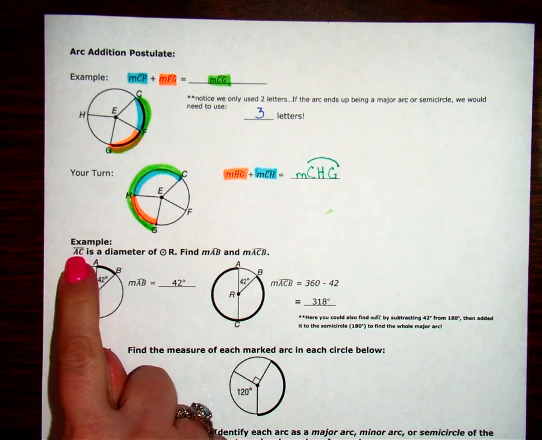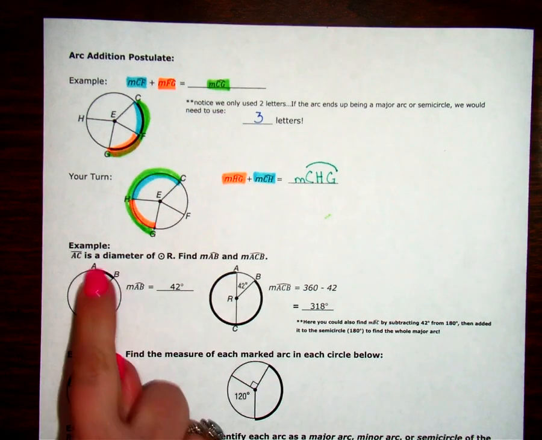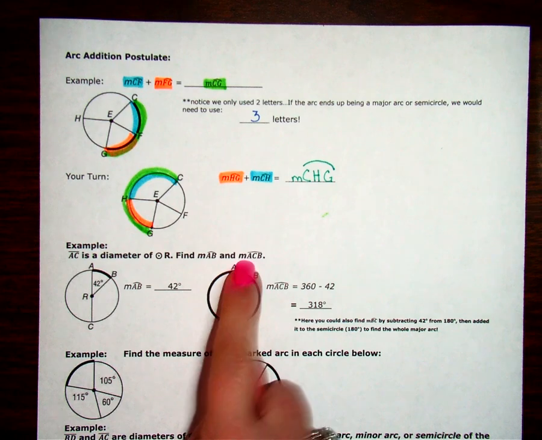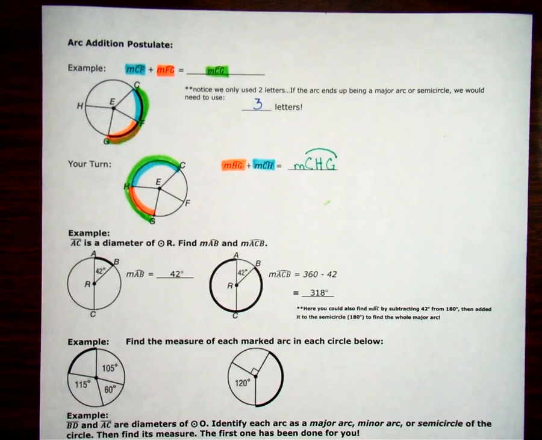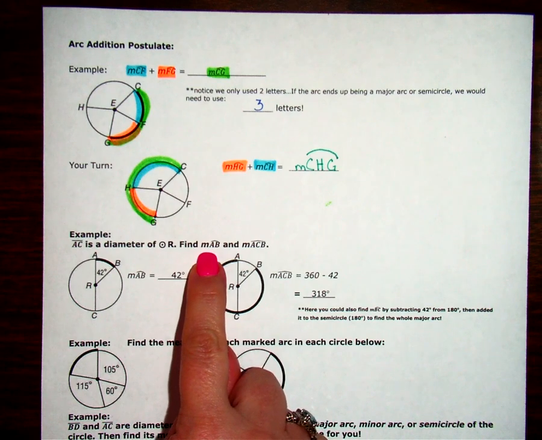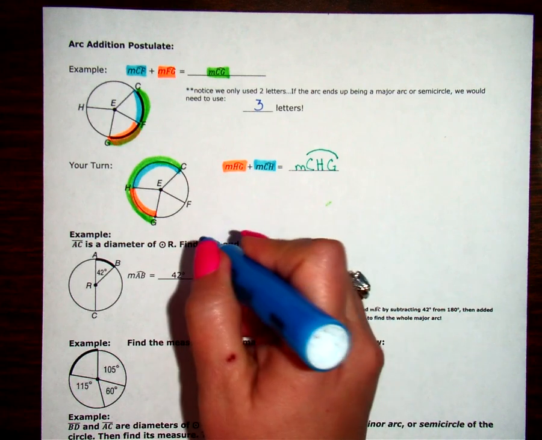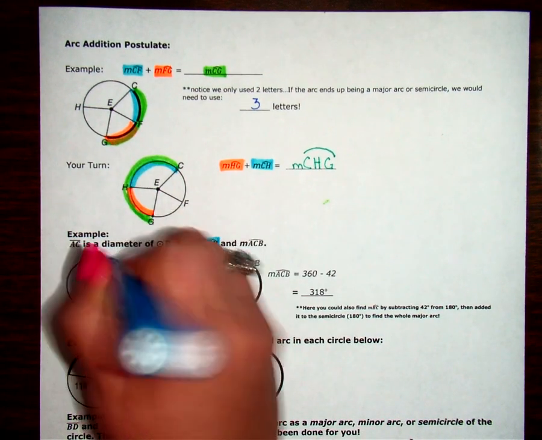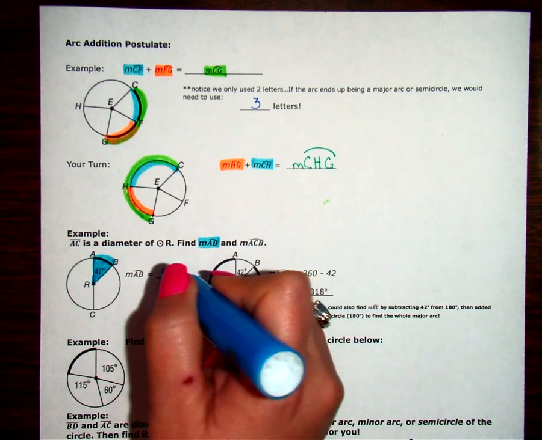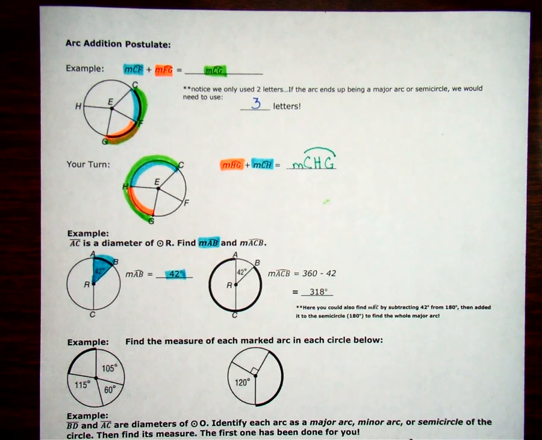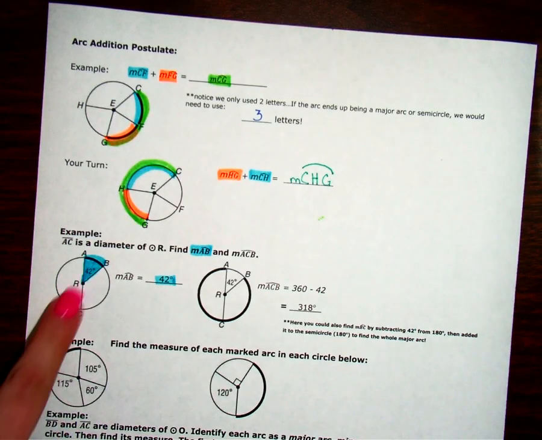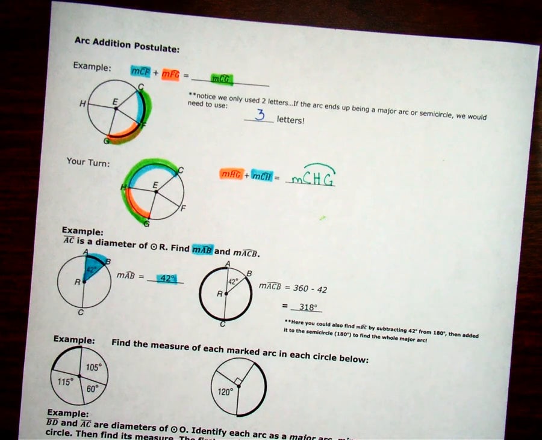It says segment AC is a diameter of circle R. So this AC is a diameter. Find the measure of arc AB and the measure of arc ACB. And notice I've already done it for you. I'm just going to walk through the example of how we got this. Okay? All right, so if AC is a diameter of circle R, and I want to find the measure of arc AB, so arc AB is here, I know it's going to match the central angle. So that's how I knew it was 42, because it matches the central angle. We talked about that at the beginning of the notes in the first video. Your arc and your central angle have the same measure. Okay, so if this central angle is 42, then arc AB is also 42.